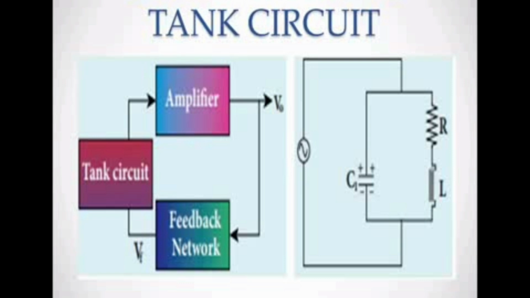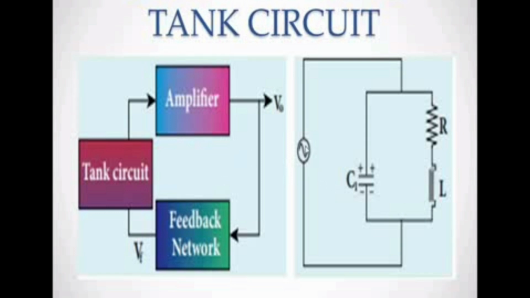In the tank circuit, tank means, you know, water filled in a tank will be retained for a long time. Like that, when energy is given to the tank circuit, it will be retained for a long time. That's why it's called a tank. See, the tank circuit is here in the picture. This is called the tank circuit. So C1 is the capacitor, this is the resistance, and this is the inductance.